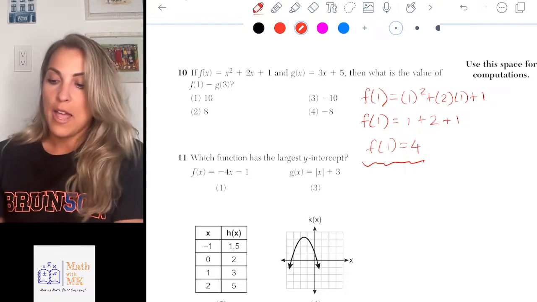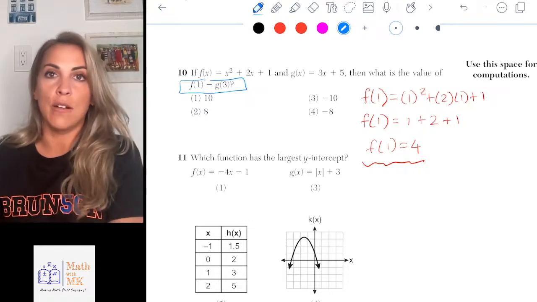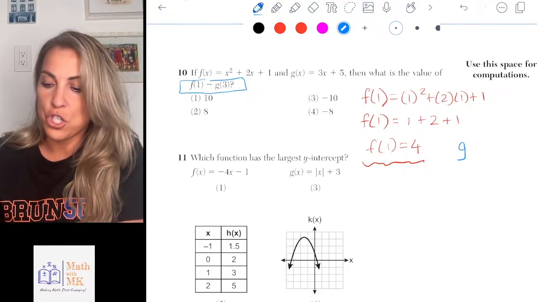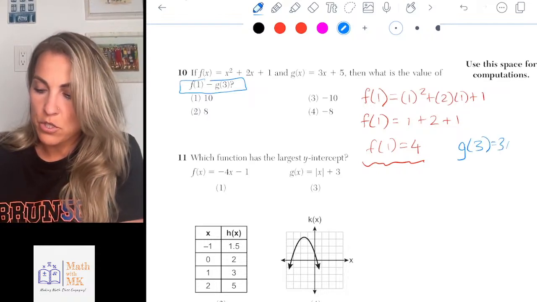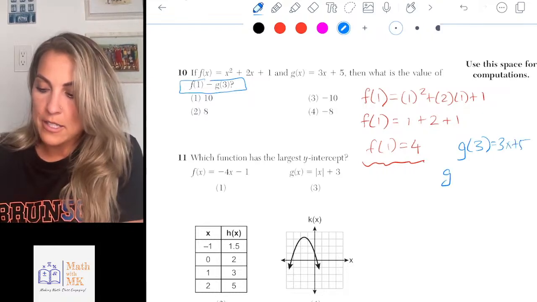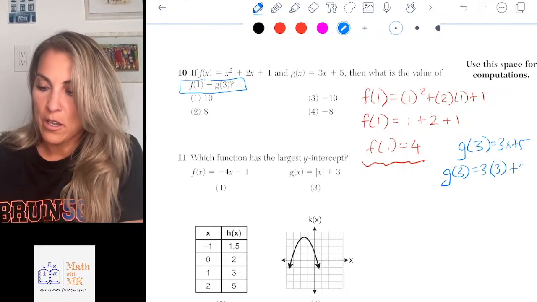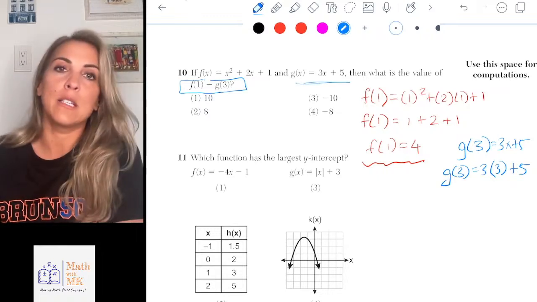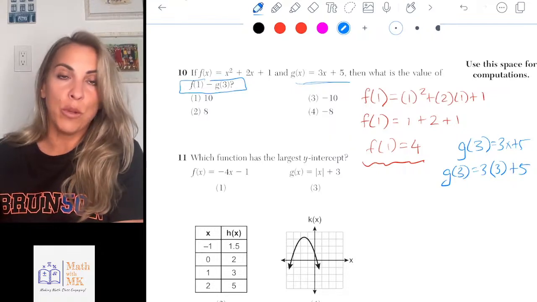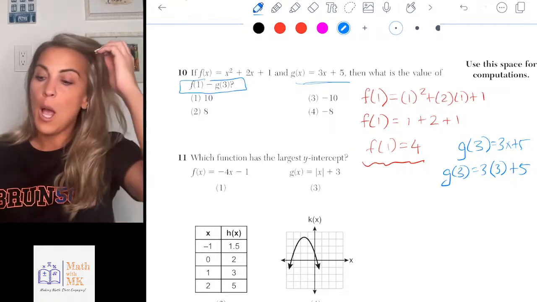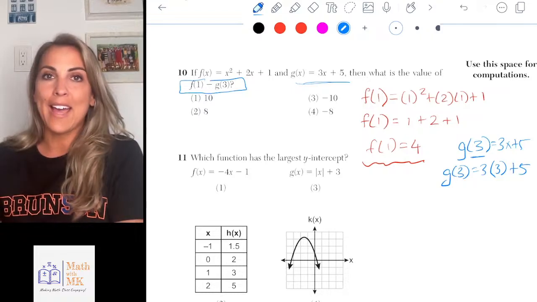I found f of 1. Now I still need to find g of 3 because they want me to take f of 1 and subtract g of 3 from it. So let's do similar work for g of 3. Now I need to write down that other expression, which is 3x plus 5. So g of 3 is equal to, now I'm going to substitute the x with 3. In that second equation, there's only one x to be substituted. So instead of writing 3x plus 5, I'm going to write 3 times 3 plus 5. I replace the x with the 3 because we're looking for g of 3. We're trying to find the value of this function when x is 3.